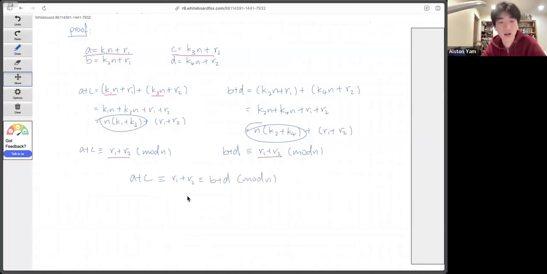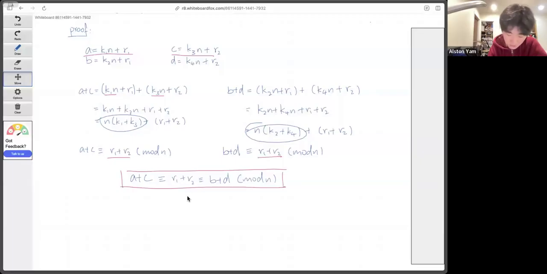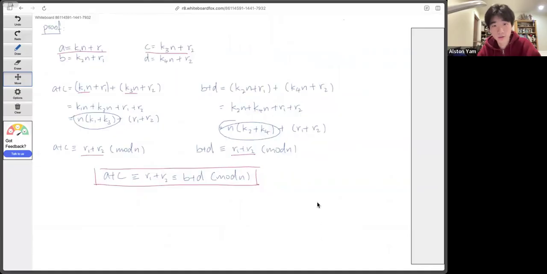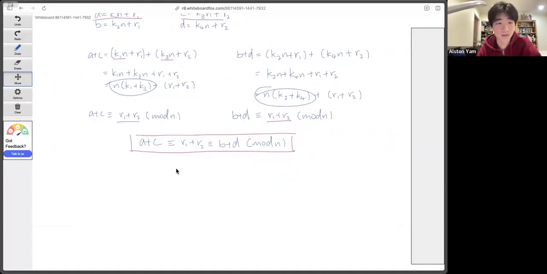Happy days, right? A plus C is congruent to B plus D mod n, and let's box that in because that is our first result in modular arithmetic: addition will behave exactly the same as our normal operations under mod n. Okay, let's go back.